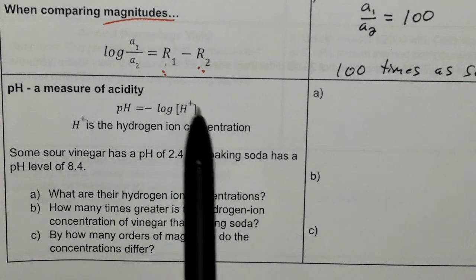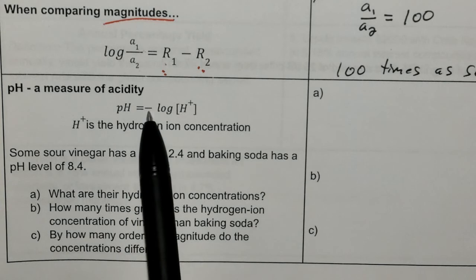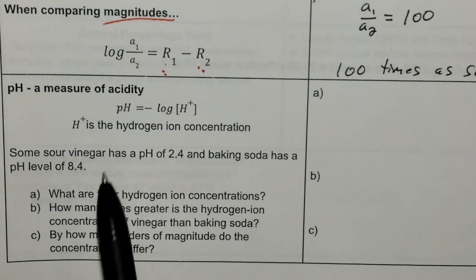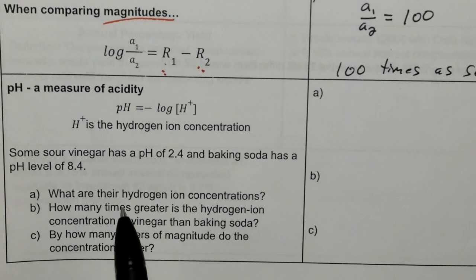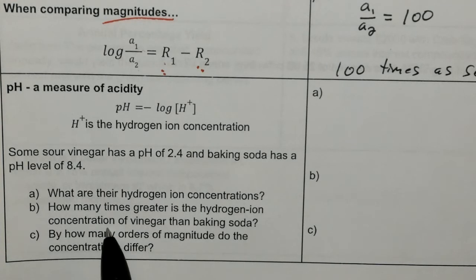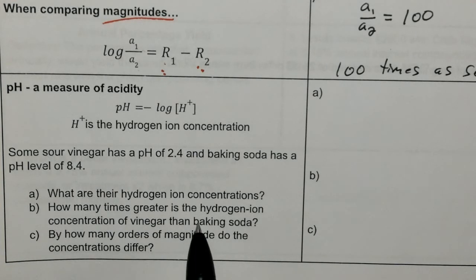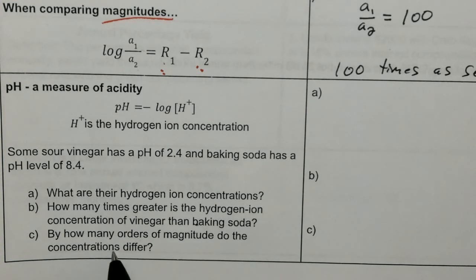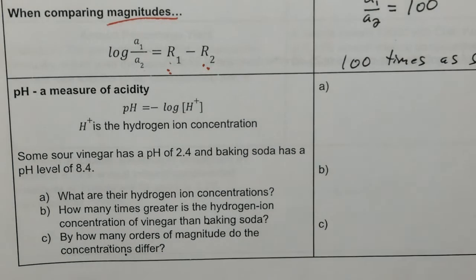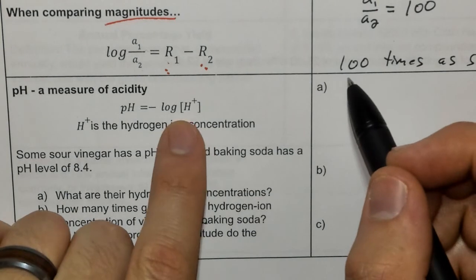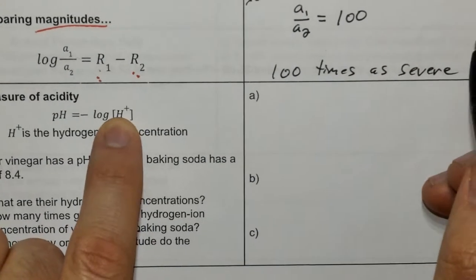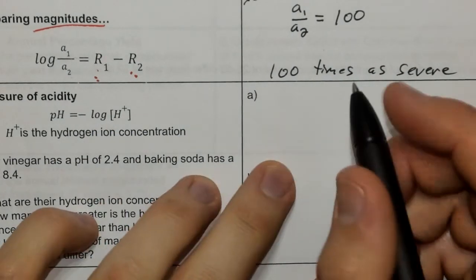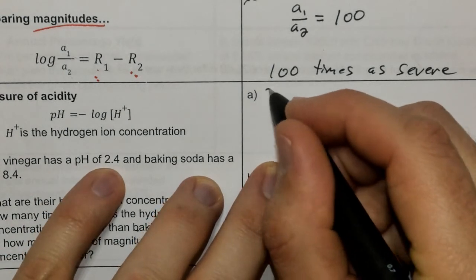We're going to use this formula to figure out the hydrogen ion concentrations of each one. Then we're going to figure out how many times greater is the hydrogen ion concentration of vinegar compared to baking soda. So then we'll do a comparison. And then how many orders of magnitude do those concentrations differ? Okay. So part 1, though, is just figure out what is the H+ concentration in each one.